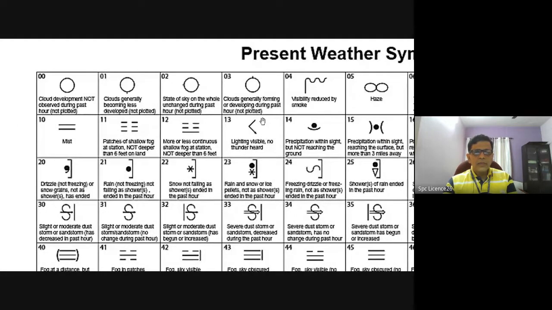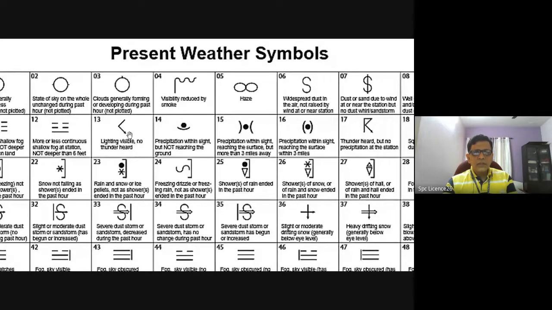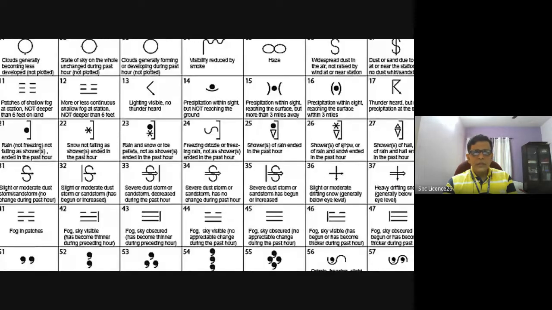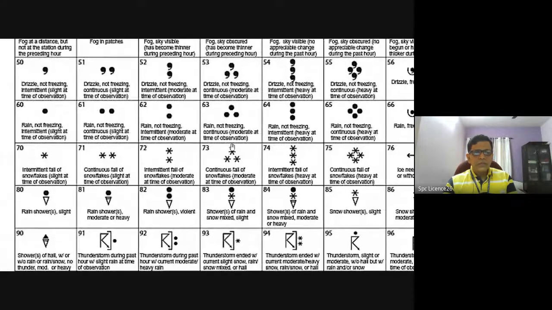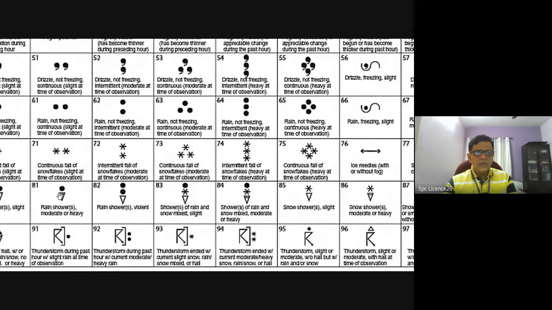You'll see that this is lightning visible, no thunder heard. This is just lightning, no thunder heard as such. Thunder starts with this. Here they have used a half T, T for thunder: thunder heard but no precipitation. And then you'll see here, this is thunder heard, and of course you have precipitation also.